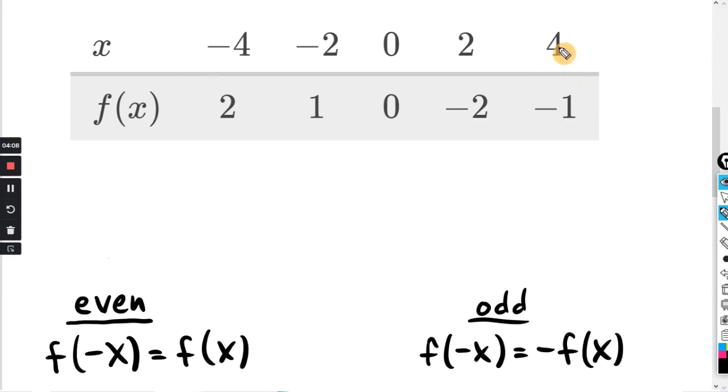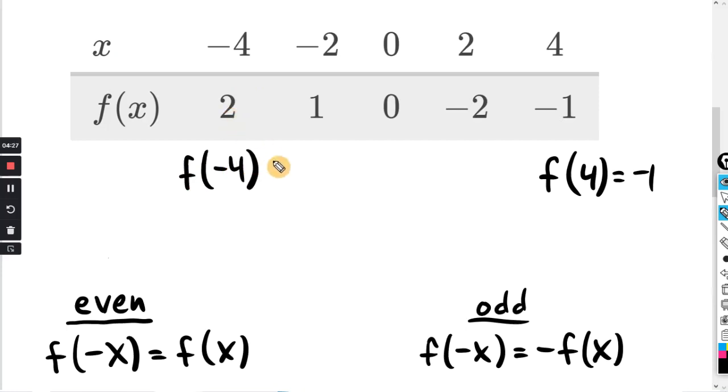Here at x equals 4, f of x is negative 1. So in this case, f of 4 equals negative 1. Let's go to f of negative 4. Here's x equals negative 4. f of negative 4 equals 2.